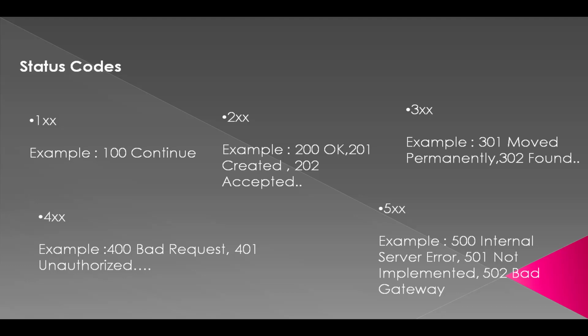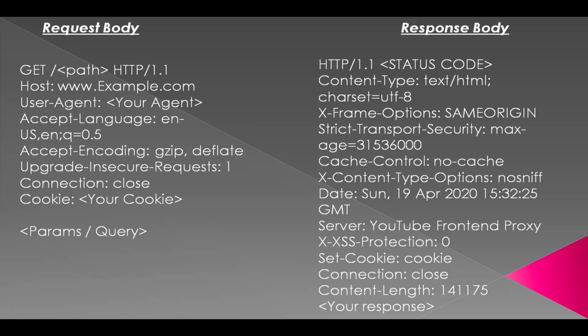In 4xx we can also see 404 Not Found, 400 Bad Request, 401 Unauthorized, and many more. And finally in 5xx status codes, for example, we can see 500 Internal Server Error, 501 Not Implemented, 502 Bad Gateway, and so on. These status codes depend on our request body, which kind of request we are going to send to the server; the server will respond with a status code accordingly.